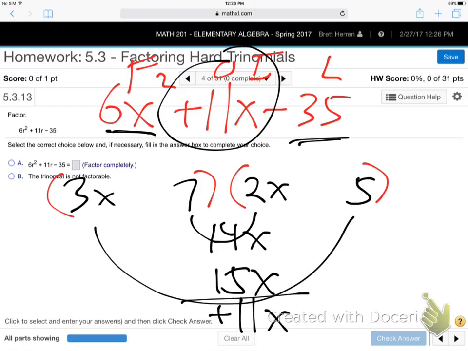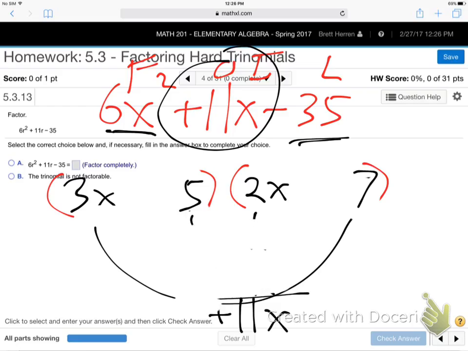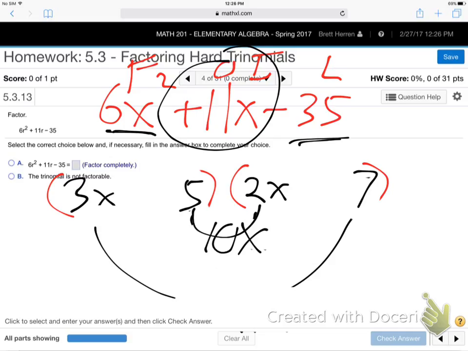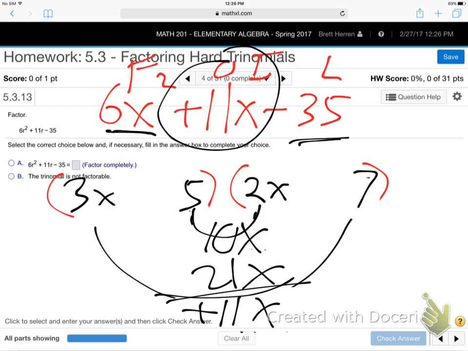So everybody see how this is not working? The OI's not happy. It's not making the middle term correctly. Right? Everybody see that? So now swap the back two. Put the 5 here and the 7 there. Try again. So now the 2 inner makes 10x. The 2 outer makes 21x. Can they make plus 11x? Yeah, they can do it. Everybody see that?